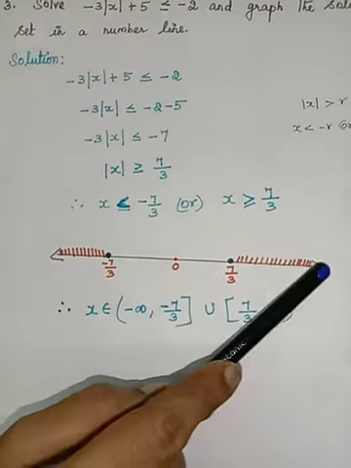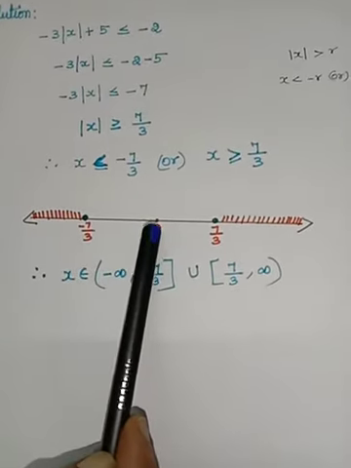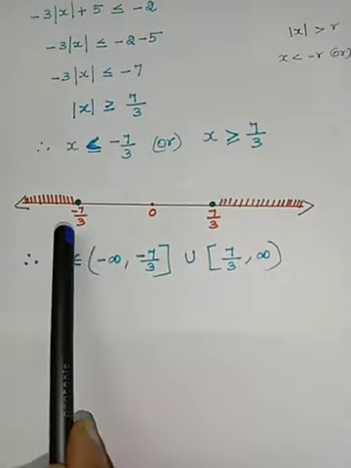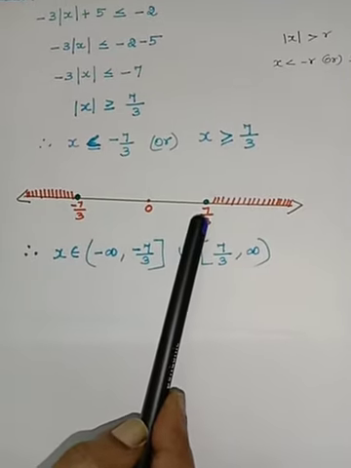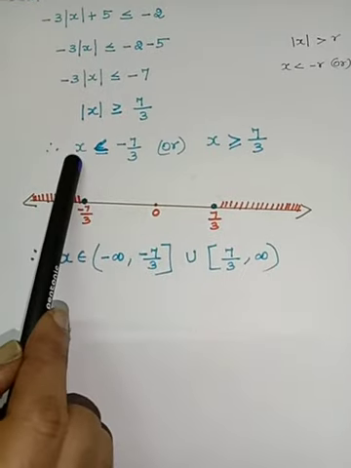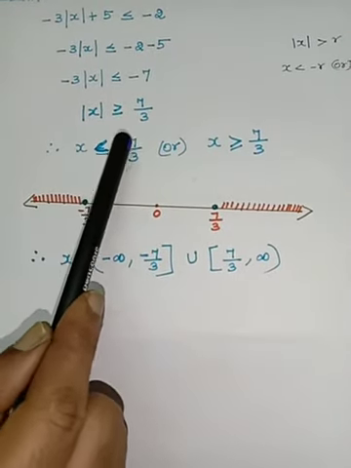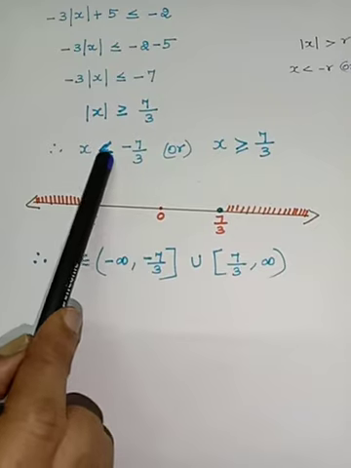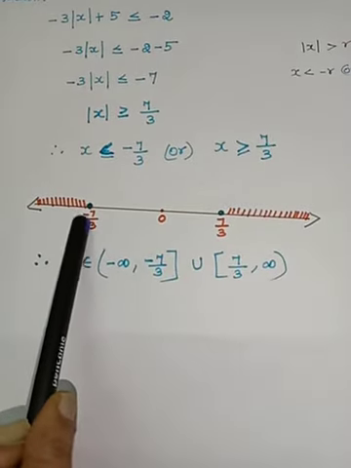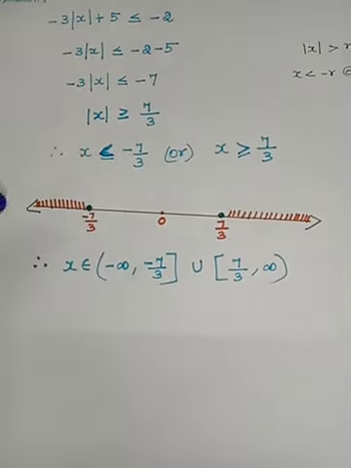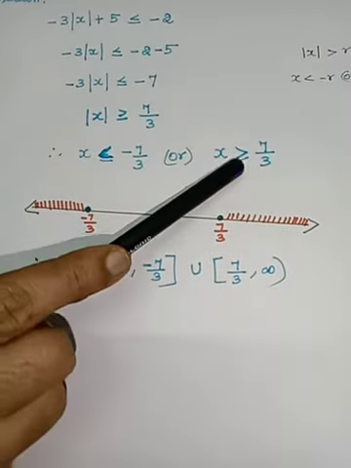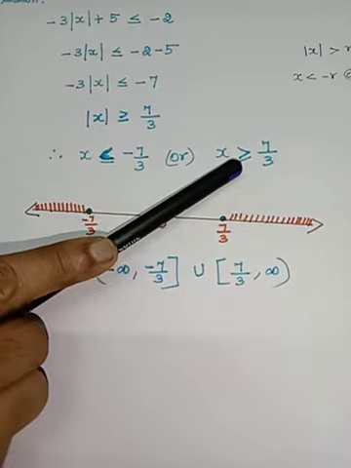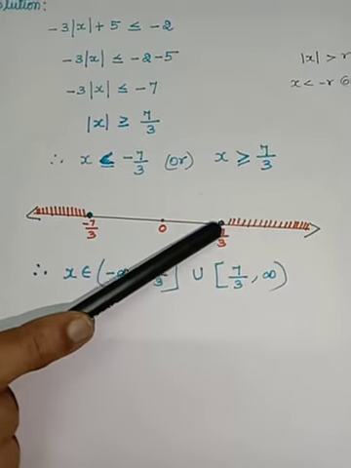So I have drawn the number line. With the origin at 0, I have to mark minus 7 by 3 on the left side and plus 7 by 3 on the right side. Okay, see that. X less than or equal to minus 7 by 3, equal to. So minus 7 by 3 is included. So I just shaded the point minus 7 by 3. And what about plus 7 by 3? It is also included. So I shaded here. Okay.